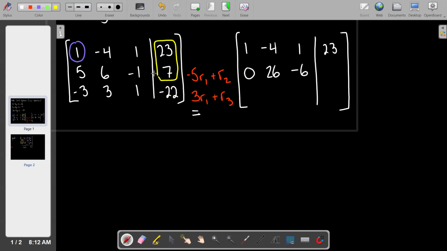Okay, and so now we're going to take -5 times the top. What's -5 times the top number? It's -115. If you were typing this into your calculator, which you're going to use a lot, you would type it in as -5 times the top number plus the unmodified number below. So that's -115 plus 7, which is -108.